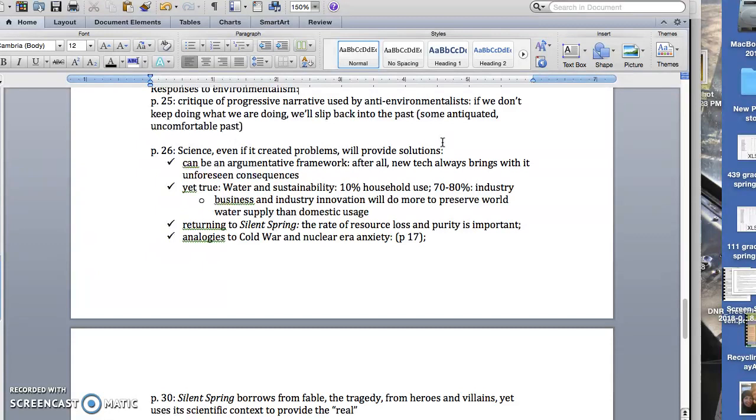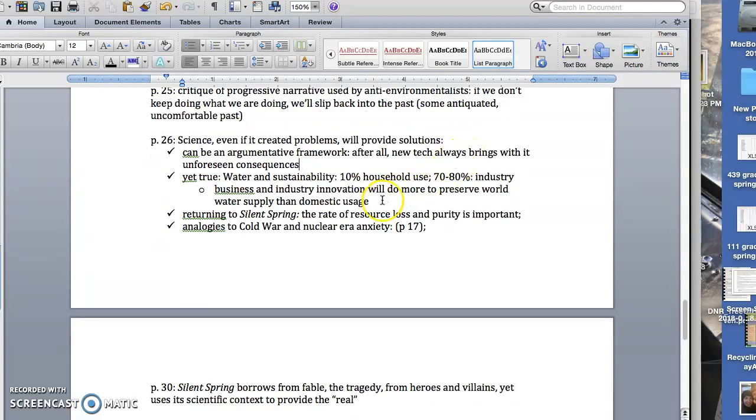This seems to make sense, right? Science has solved so many problems. Whatever problems it creates can just be solved with more science. However, as many have argued, new technology, new science always brings with it unforeseen consequences. If you can predict the bad, maybe you can solve it, but you can't always predict the bad. One example would be human-induced climate change, right? And that science isn't fixing it so far. So this isn't always a great narrative, although it is a narrative that you'll see functioning in society a lot when it comes to environmentalism.